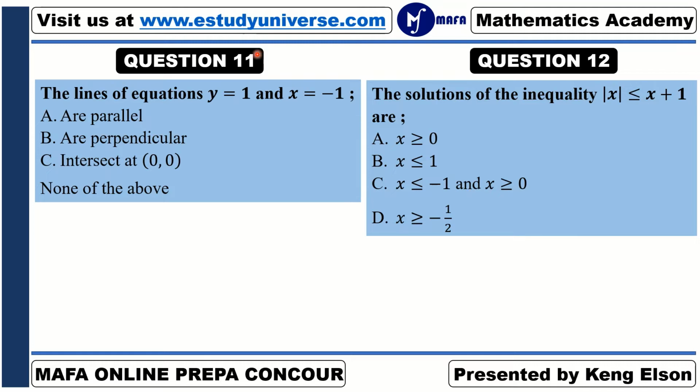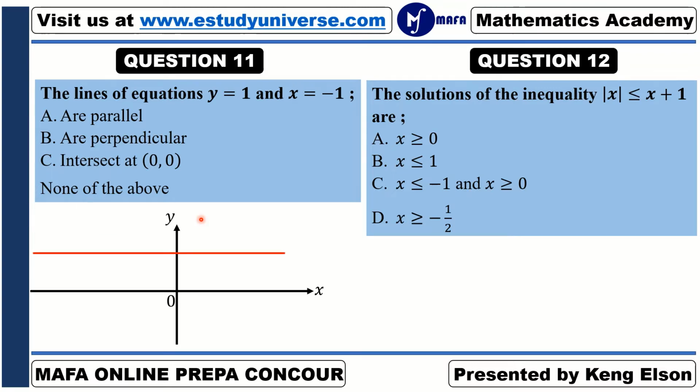Okay, question 11. The lines of equations y equals 1 and x equals negative 1, A, are parallel, B, are perpendicular, C, intersect at 0, 0, and D, none of the above. So we draw our xy plane, we label the axis, we draw the line y equals 1, it's a horizontal line. We draw the line x equals negative 1, it's a vertical line. You clearly see that these two lines are what? Orthogonal or perpendicular, clearly. So option B is correct.